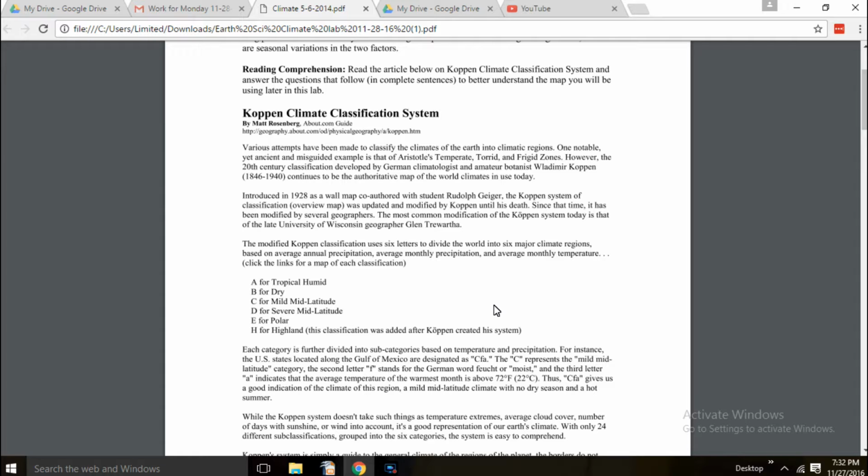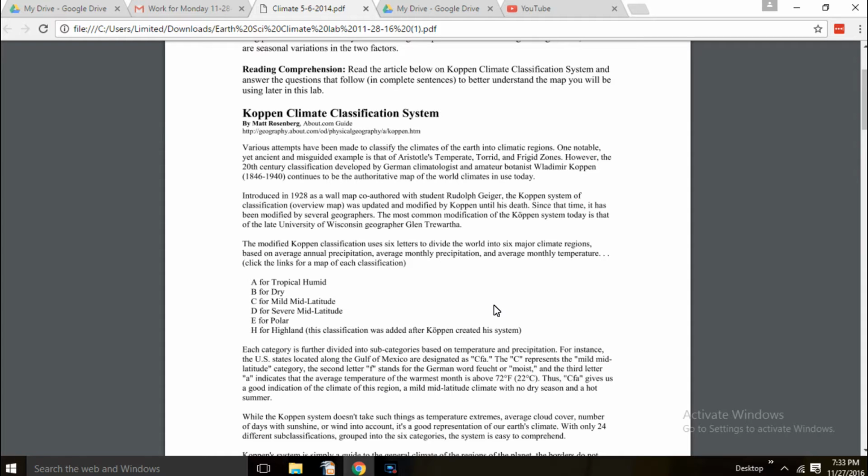We have mid-latitude, mild mid-latitude, which is pretty much us. Severe mid-latitude. We have polar, which is cold. Doesn't necessarily mean wet and cold, or doesn't necessarily mean dry and cold. And then lastly, we have H for highland. Highland is basically representative of how the higher altitude you go, usually the drier it gets and usually the colder it gets.